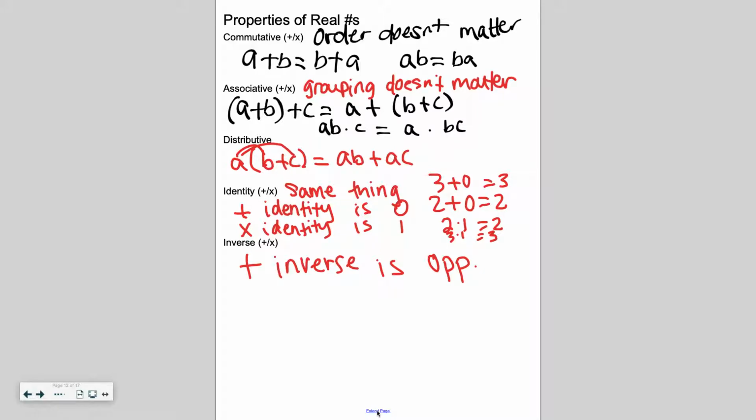For multiplication, I want 1. So if I want to multiply 1/3 by something, what times 1/3 will give me 1? 3 over 1. And what times 2/3 will give me 1? 3 over 2. So what am I doing there? I'm reversing it. So what's that called? It's reciprocal. So the multiplication inverse is the reciprocal.